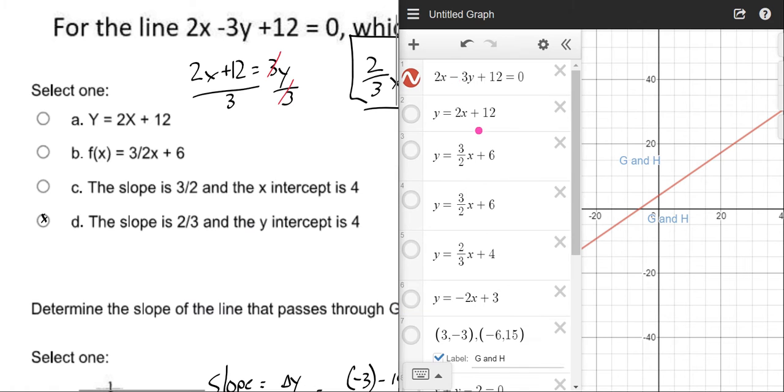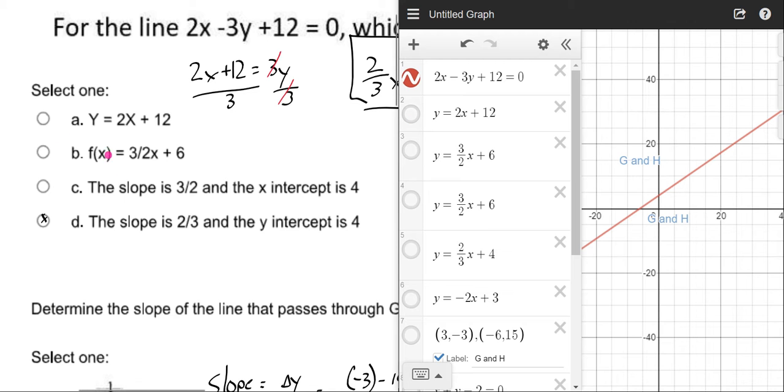One of them is to take this initial equation, 2x minus 3y plus 12 is 0, graph it out, and graph what they show us. So the first one, y is equal to 2x plus 12. If I graph that, it's not the same line. It appears in a different spot. It has a different slope. Same x-intercept, different y-intercept though.